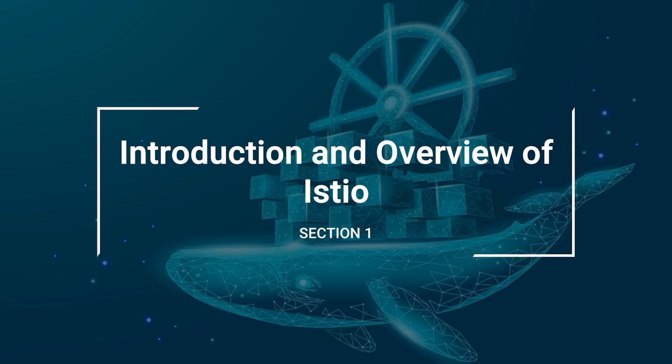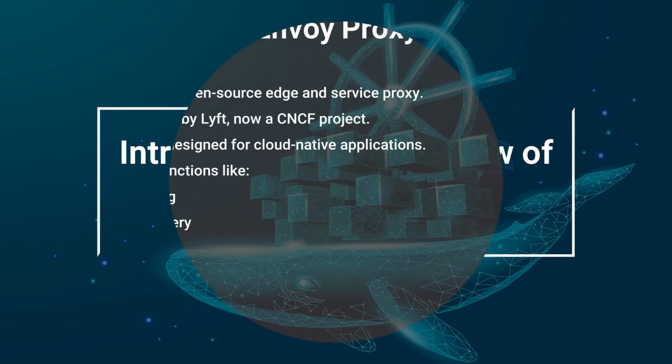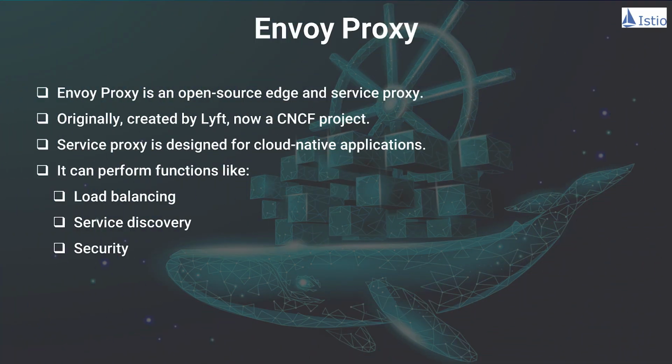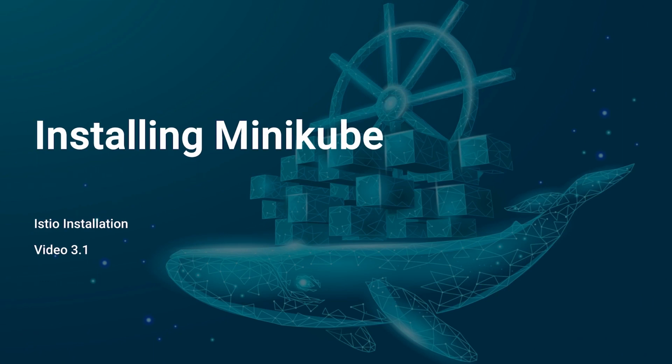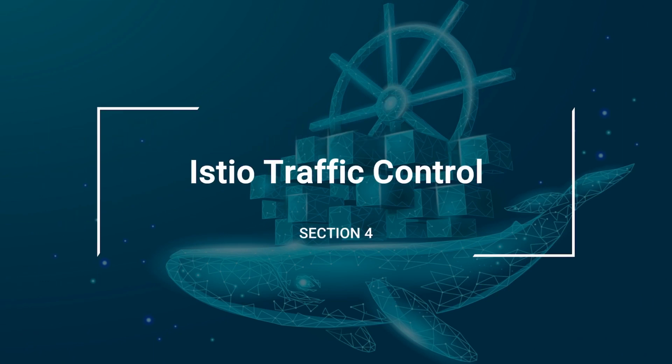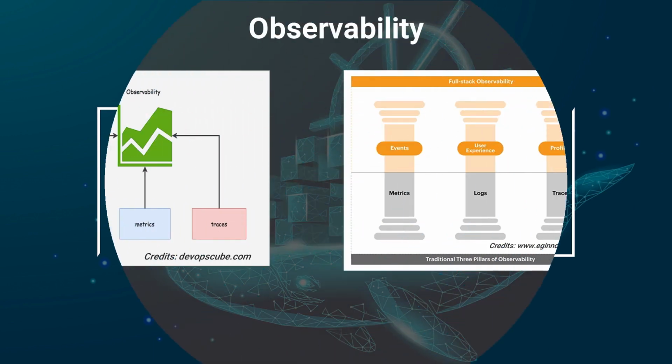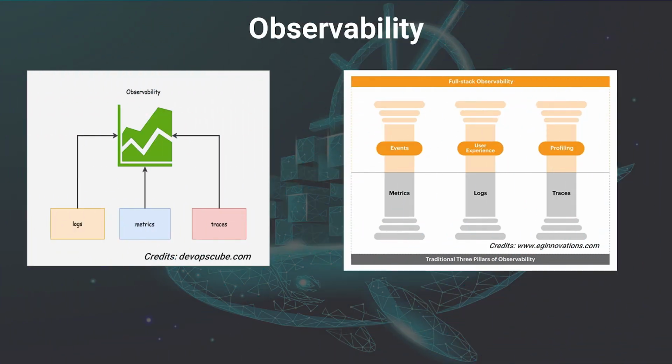What you will learn in this course: we'll start with Istio Essentials, the basics, helping you to understand the core concepts of Istio. In the next section, we will learn more about Envoy Proxy, which is an open source, high performance edge and service proxy. After installing Istio on Minikube, we will learn about traffic management of your microservice architecture. We will also learn about observability tools and techniques, including telemetry, logging, and distributed tracing. This helps to gain deep insights into your application's behavior.